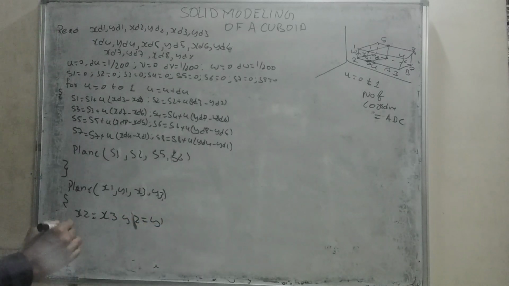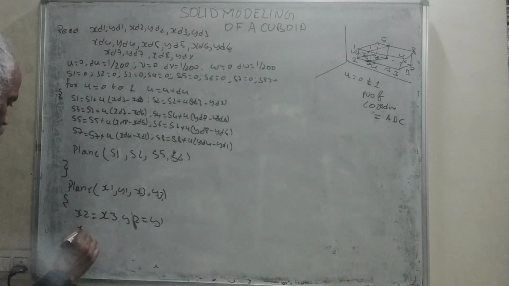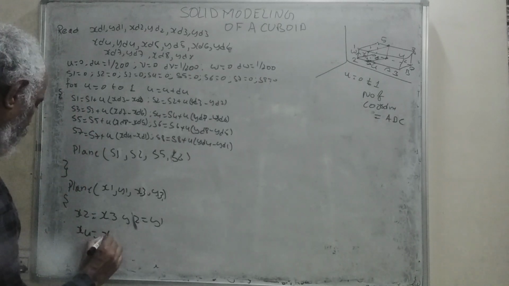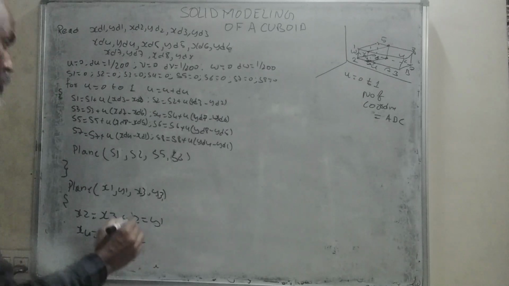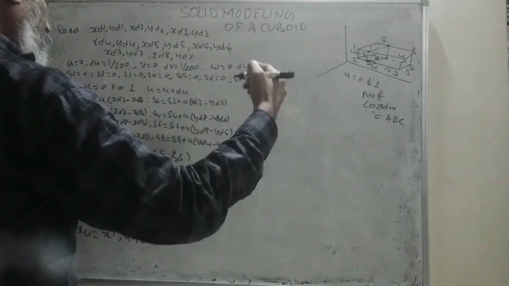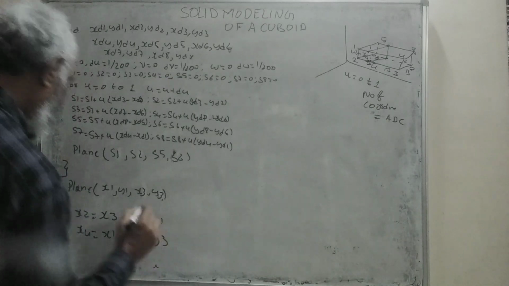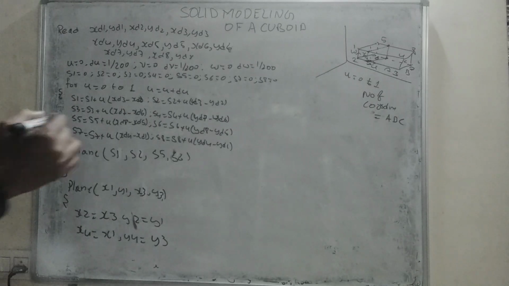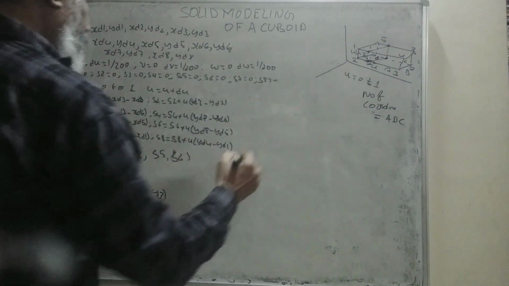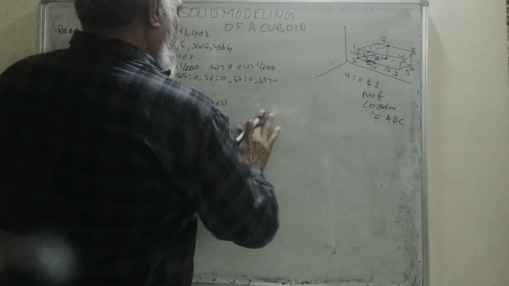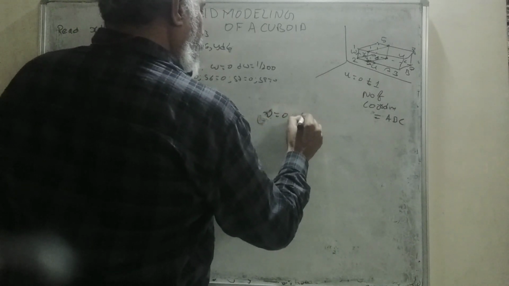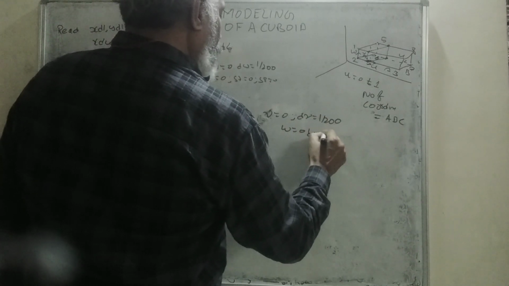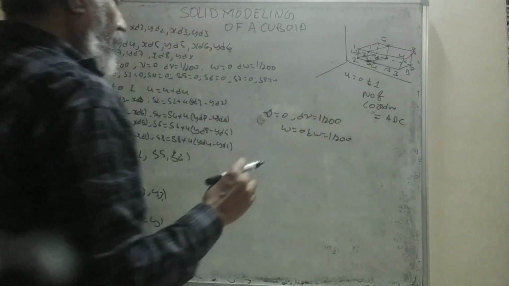x4 is equal to x1 and y4 is equal to y3. So you have got four coordinates now. In these four coordinates, here what is it that you are trying to do? u is equal to 0, v is equal to 0, dv is equal to 1 by 200, w is equal to 0, dw is equal to 1 by 200. So this is what you are trying to do.